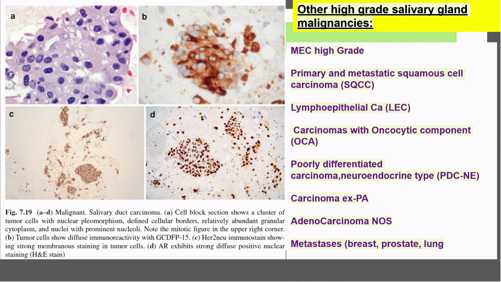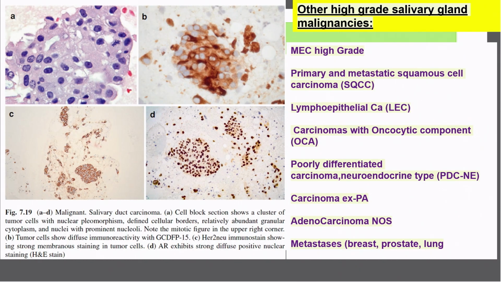Many differential diagnoses: MEC high grade, but in MEC high grade you have these mucus-producing cells and these high-grade epidermoid cells; primary or metastatic squamous cell carcinoma; lymphoepithelial carcinoma; carcinoma with oncocytic component, as mentioned in the new WHO; poorly differentiated carcinoma, especially the neuroendocrine type. We have to remember that we might have a neuroendocrine component in salivary gland tumors.